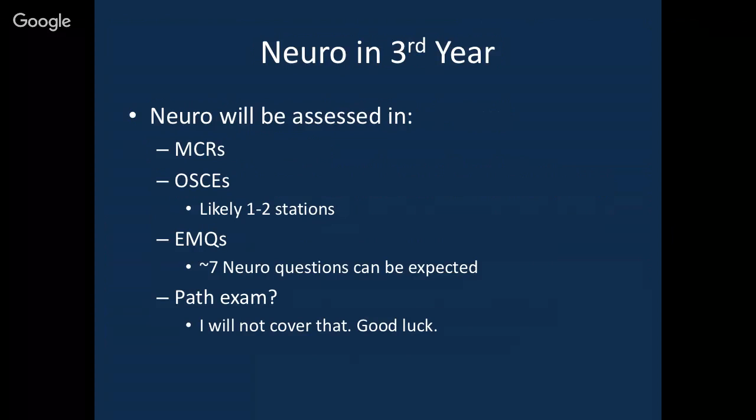So neurology in third year specifically is going to be assessed probably in your MCRs, but you've already figured out that the key to MCRs is which site you're in and who your examiner is, not how good you are, so there's nothing we can do about that. OSCEs usually have 1 to 2 neuro stations. Last year we had 1 neurology station. It was a cranial nerve examination in 7 minutes, and they asked a couple of questions about hearing after that.